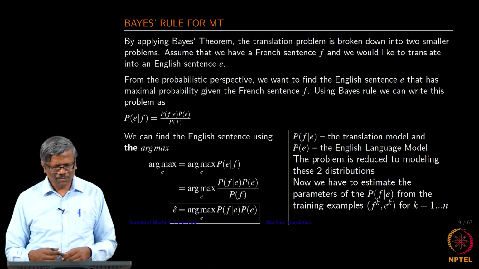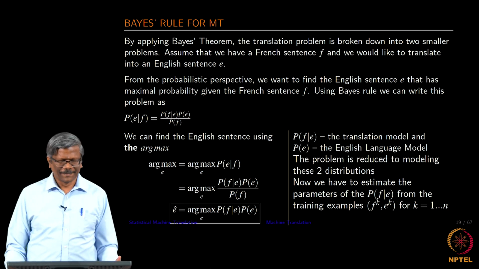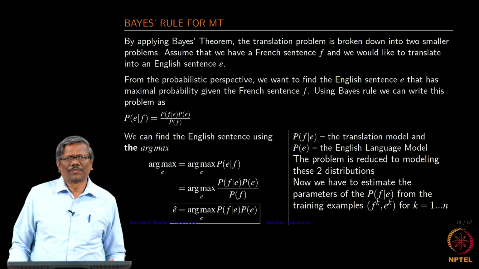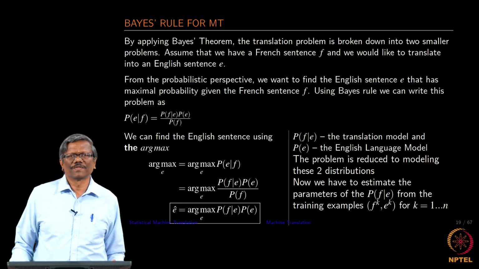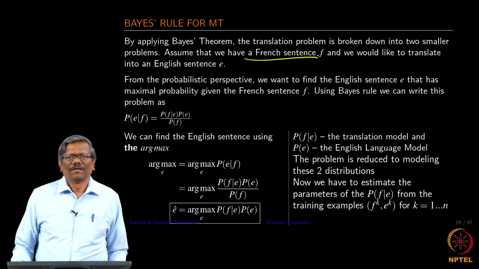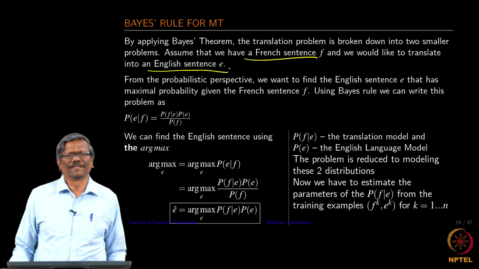Okay, so there is another one that we want to look at here. This is the Bayes rule. It's a very simple rule that breaks down the problem into two smaller problems. So, again we are going to be assuming a French sentence and we would like to translate that into an English sentence, right.